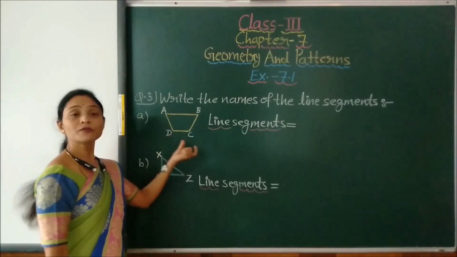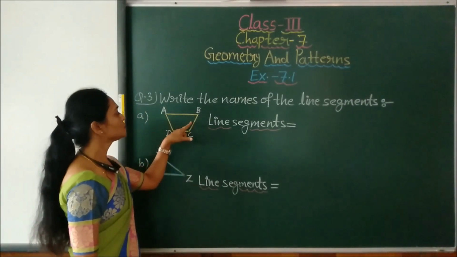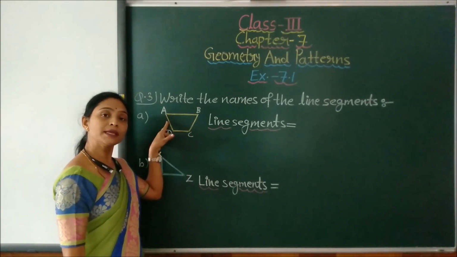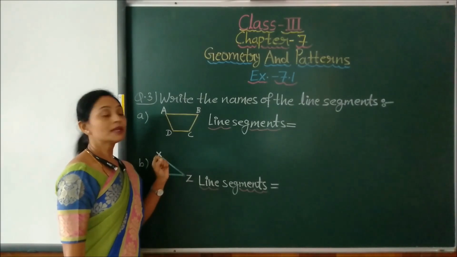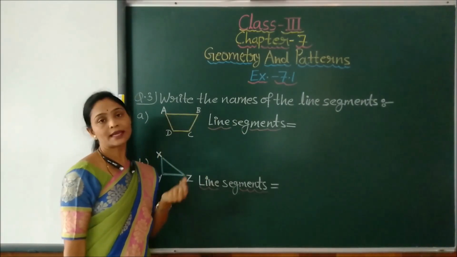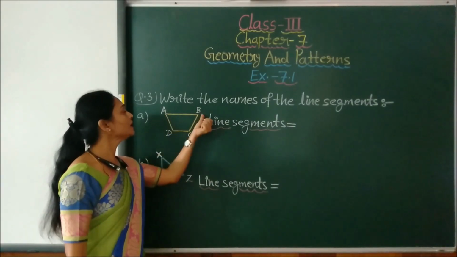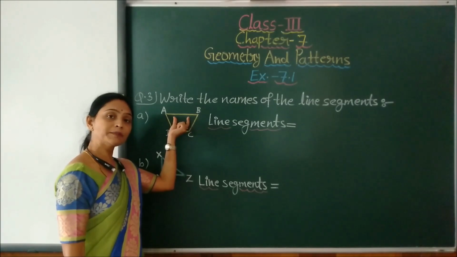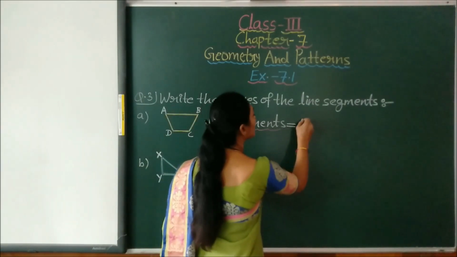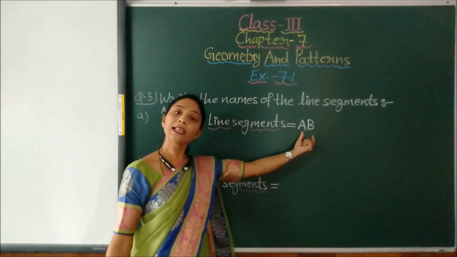This is made up of how many line segments? See, we will count 1, 2, 3 and 4. How many line segments are there? 4 line segments. So, see how to write the names of the line segments. Start with this A. From A to B, this is one line segment. So here we will write AB to denote one line segment.